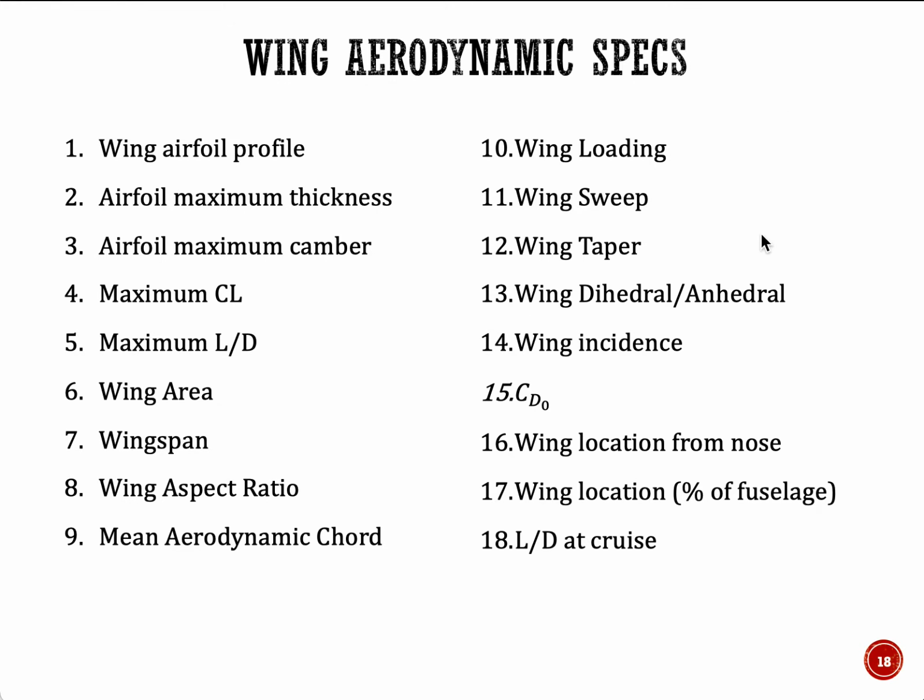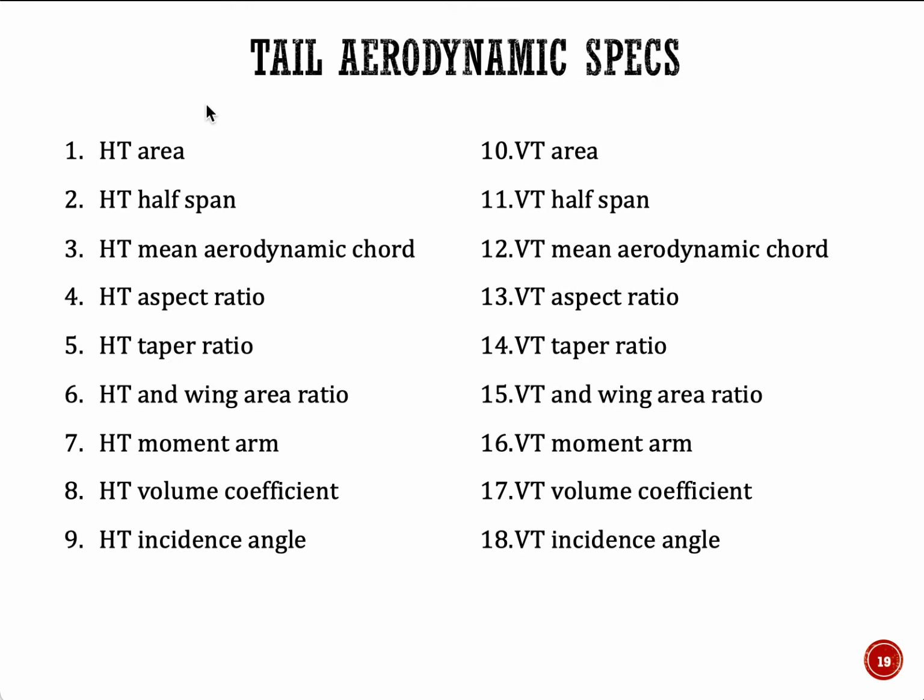We're starting with wing aerodynamic specs. Basically, it's essentially everything about the wing itself, right? So we've got the wing airfoil profile, camber, CL, CD, area, span, aspect ratio, mean aerodynamic chord, loading, sweep, taper, the wing incidence, CD0, and that CD0 can be an entire aircraft CD0 as well. Wing location from nose, wing location as a percentage of fuselage, velocity at cruise, right? These are some of the data you can collect for wings related to wing aerodynamics.